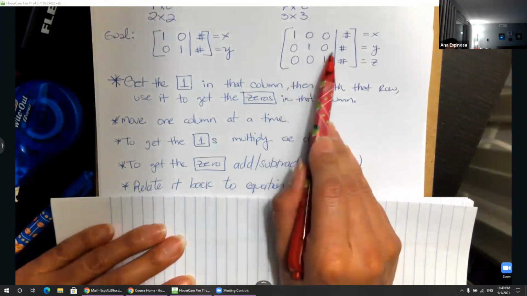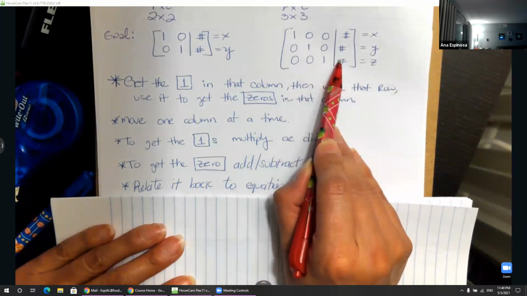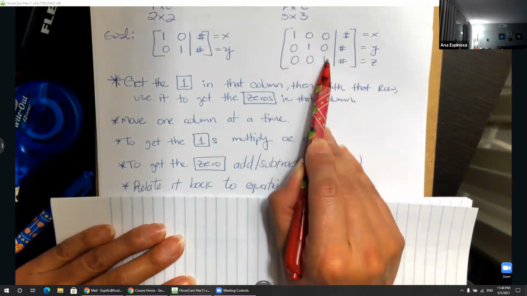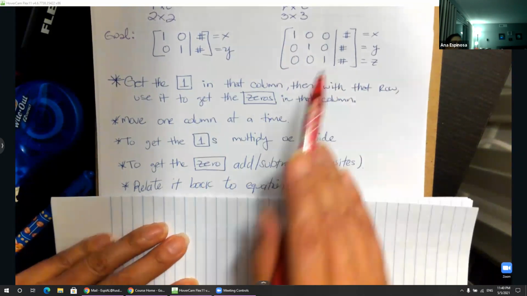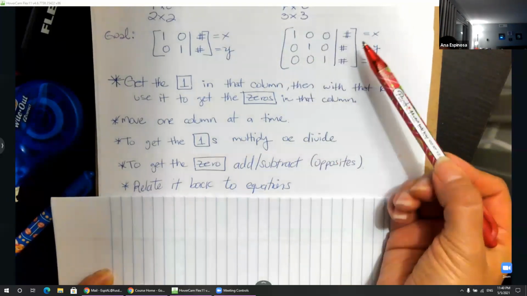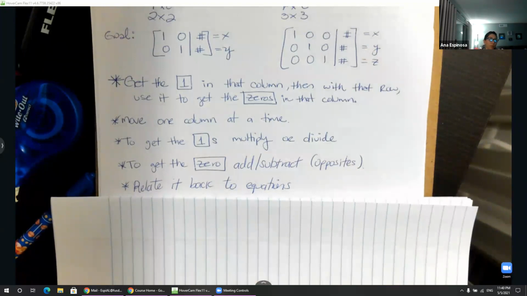Once you're done, you move on to the last column. You start by getting a 1 in here. Then you use this row to help you get this 0 here. And then you use this row again to help you find this 0 in the last column, and then you're done. Okay, so that means once you do all of that procedure, you will end up magically with 3 numbers on the right. Those 3 numbers will be your answers.